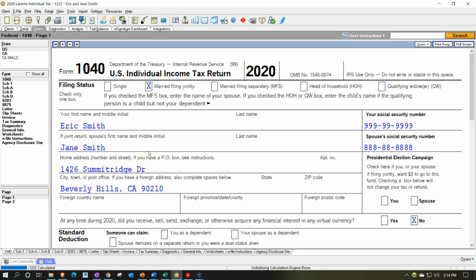Here we are in our Lacerte tax software. You don't need the Lacerte tax software to follow along. However, I do think they have a 30-day free trial. So if you can get access to a promo or demo version of it or any other tax software, it could be a good tool to practice with.